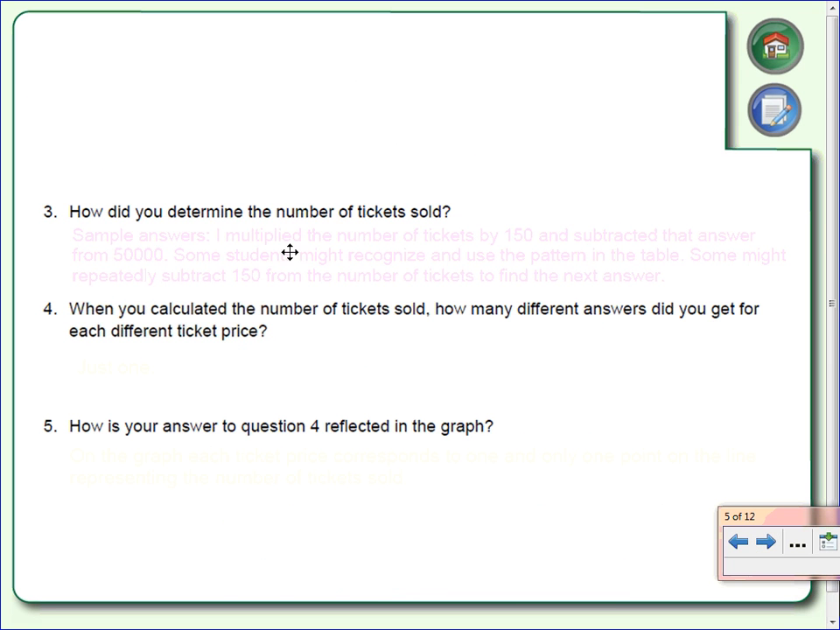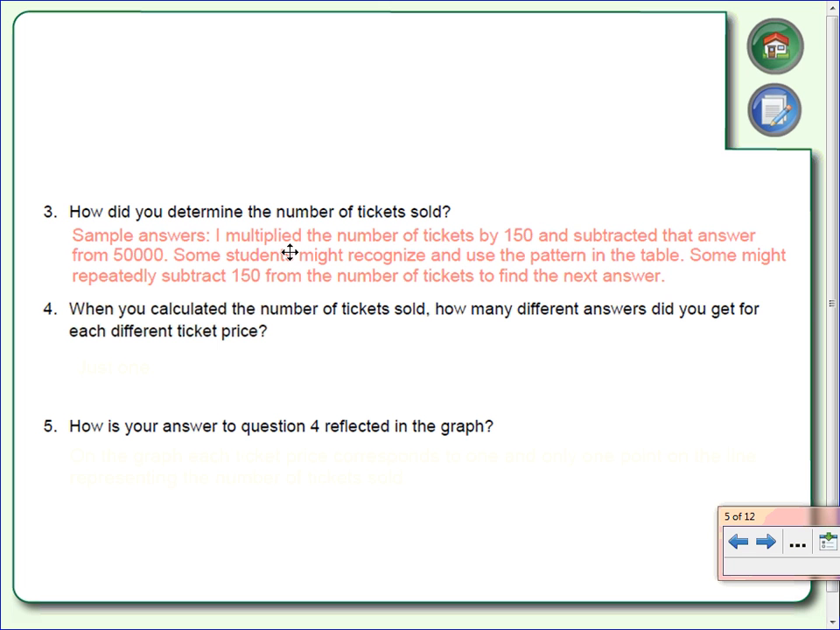Here's what I want you to write down. And you don't have to write the whole thing. I'm going to shorten it, so make sure you listen up. All we did, and basically it's the first sentence, guys, all we did was I multiplied the number of tickets by 150.